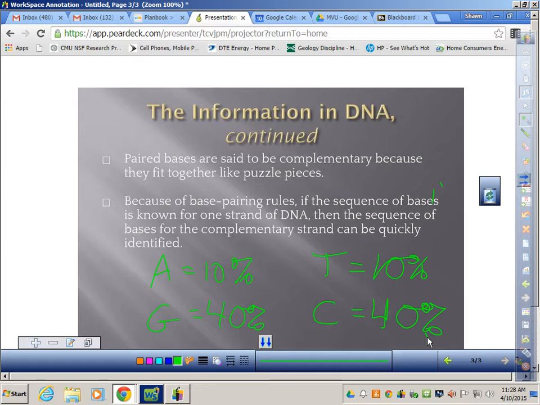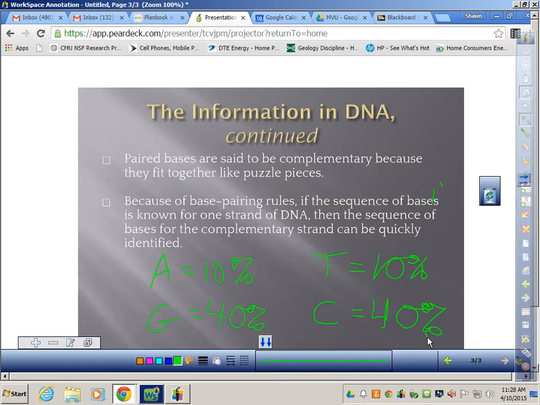There's a guy named Chargaff. Everybody say Chargaff. Chargaff figured this out. He figured out if I had 10% adenine, I also had 10% thymine. If I had 40% guanine, I'd also have 40% cytosine. And then he figured out, since there's only 4 bases there, if I know one, it's very easy, since we have that relationship, to figure out the rest.